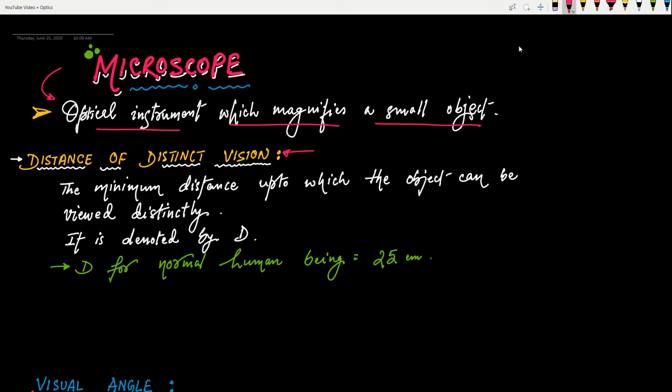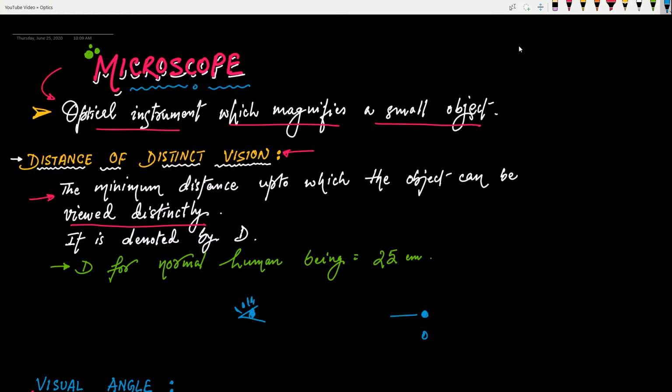So what is distance of distinct vision? As you can see, it's written on the screen: the minimum distance up to which the object can be viewed distinctly. This is known as distance of distinct vision. But what does it actually mean? Let me make this very clear by drawing the diagram. Suppose this is our eye. I know it's not pretty, but it will do the job. This is our eye and we have kept a small object somewhere here. This is our object O.